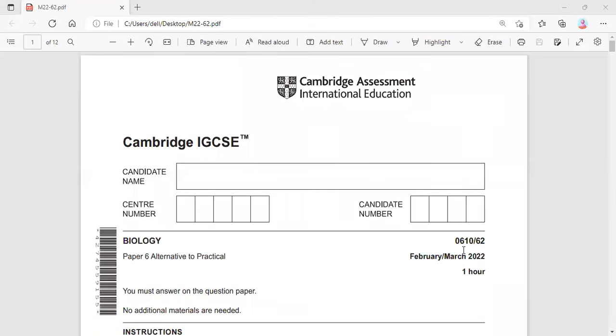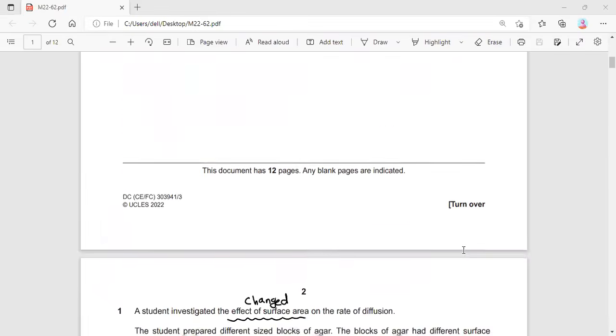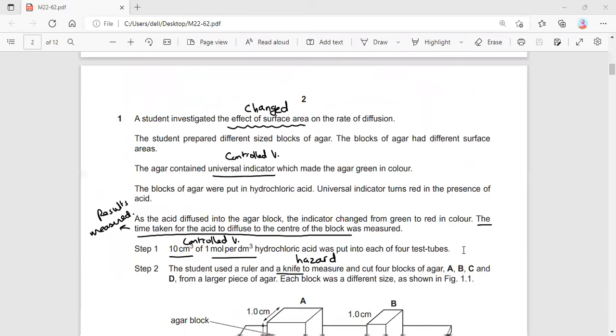March 22, this is the last exam that happened in India last March. Okay, nothing new, same.